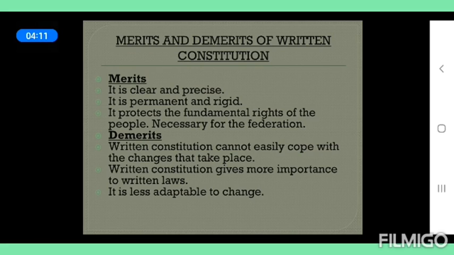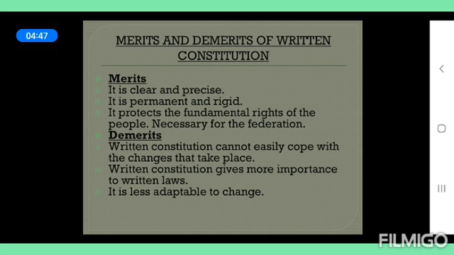Number one is that it is clear and precise. Okay, so a written constitution is clear and precise, students, because it is free from doubts. As it is written in the form of a book, there is no ambiguity in written constitutions, and we can also say that it is very clear and definite. The provisions in the constitutions are very clear without any confusion. That is why it is very clear, definite and precise. Okay, so that is number one, merits of written constitutions.